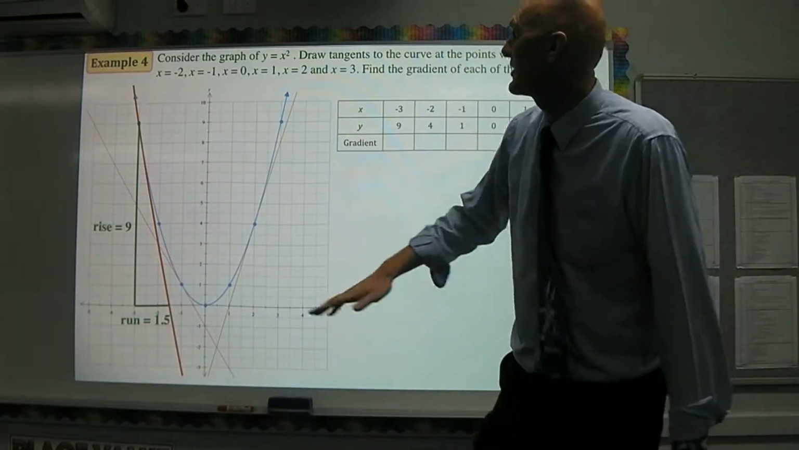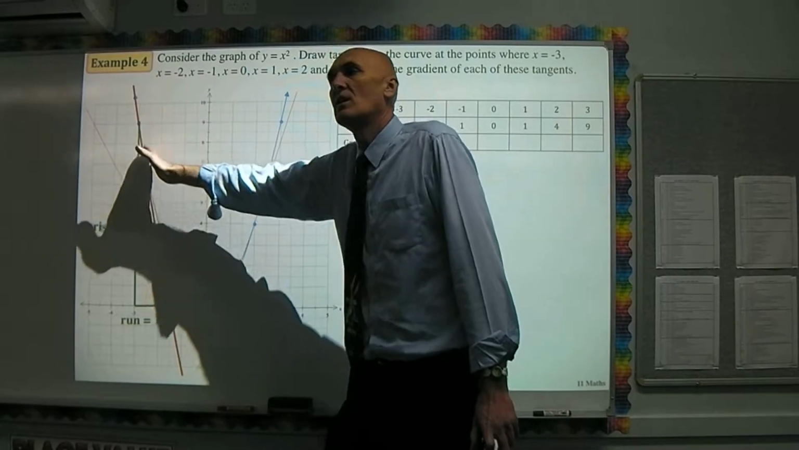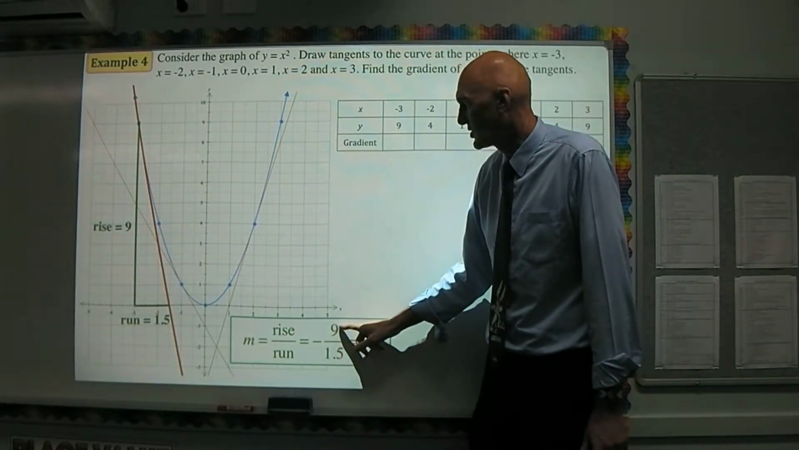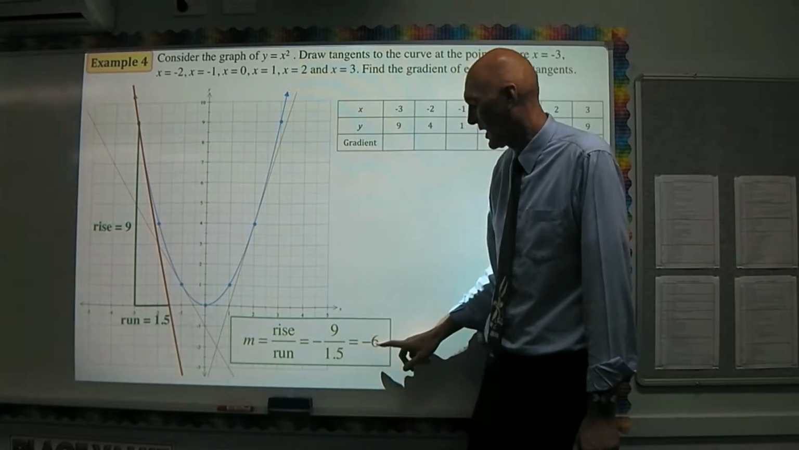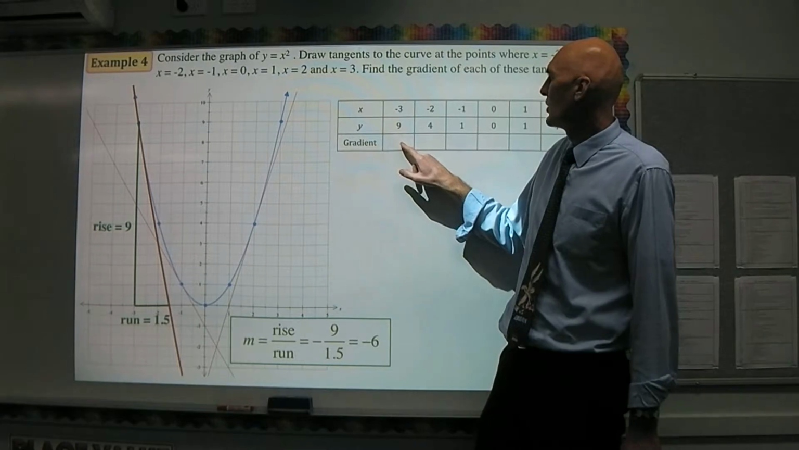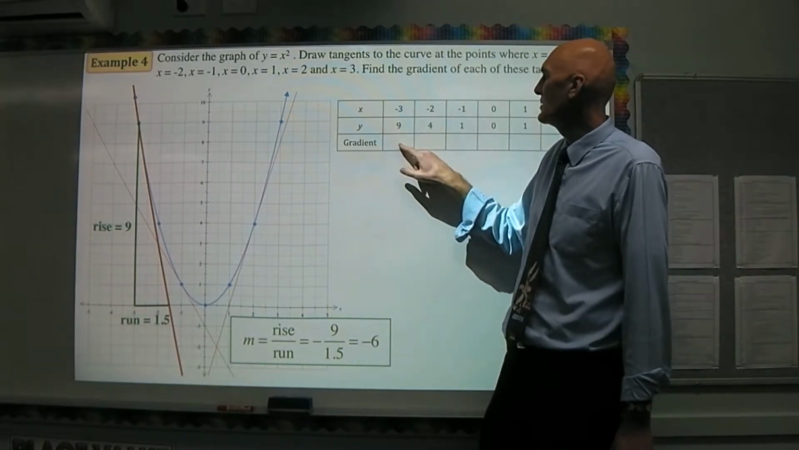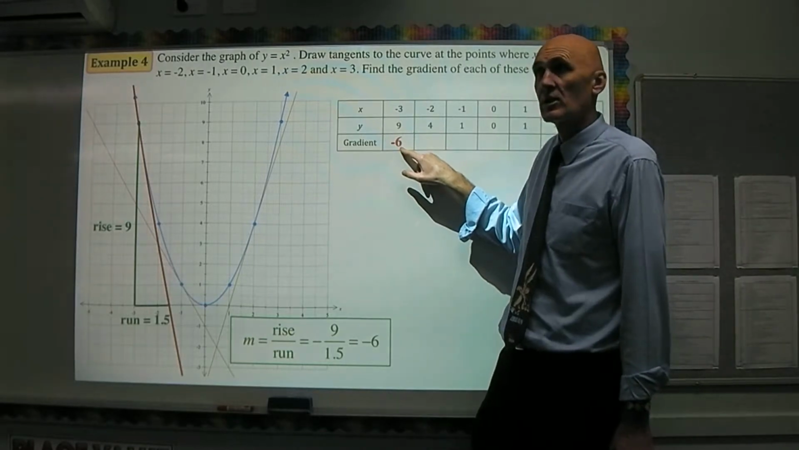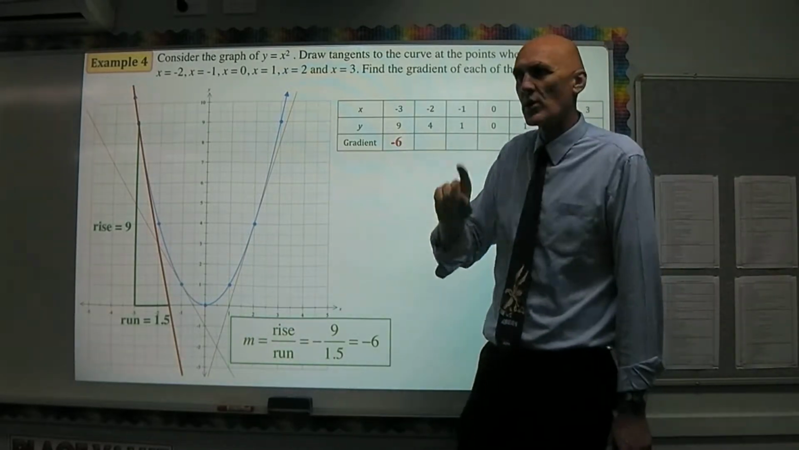But what do I know about this line? From left to right it's going downhill, which means my gradient's minus 9 over 1.5, which cancels to minus 6. So I come up here, what do I put the gradient at that point as? Minus 6. So I can fill the table in. That's a whole lot of work just for one gradient.